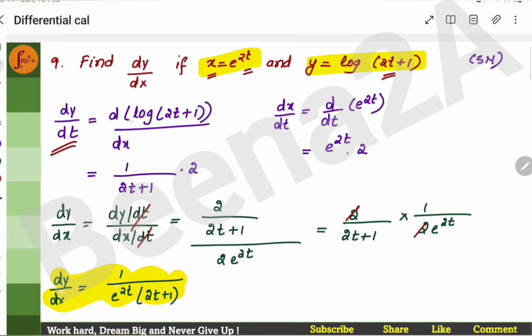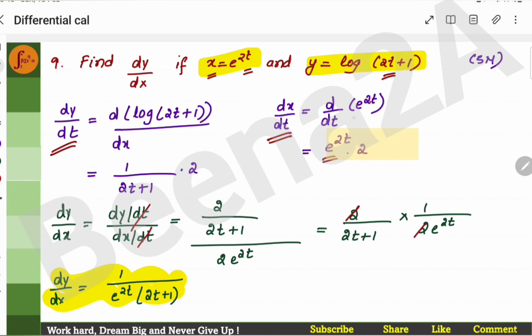First find dy by dt. This is the y function. The derivative of log of (2t plus 1) is 1 by (2t plus 1). Chain rule. What is the derivative of 2t? 2. Then similarly dx by dt. The derivative of e to the power 2t is nothing but e to the power 2t, right?